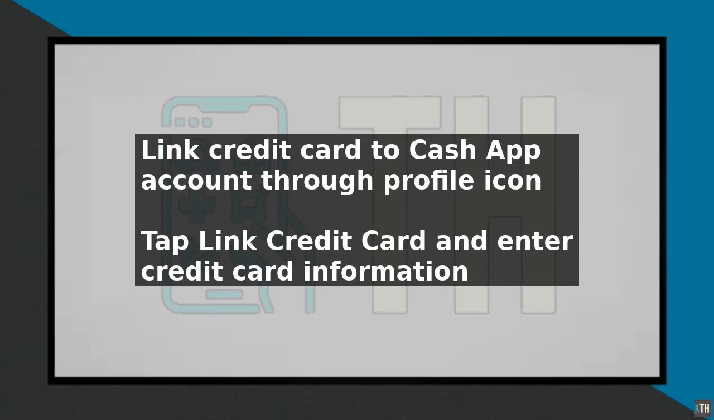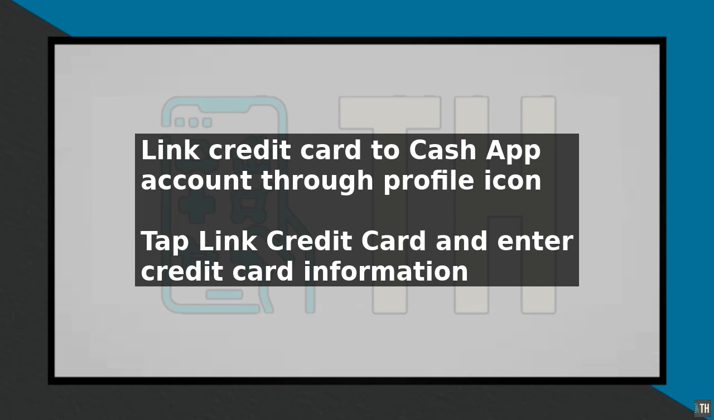Using a credit card on Cash App is a convenient way to send money to friends and family. To get started, you need to link your credit card to your Cash App account. Open Cash App and tap the profile icon. Then select Link Banks and Cards. Tap Link Credit Card and follow the prompts to enter your credit card information.